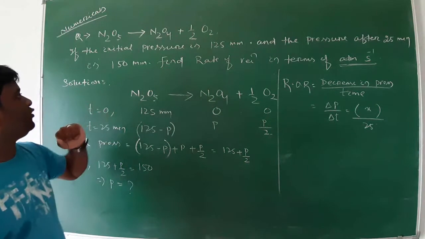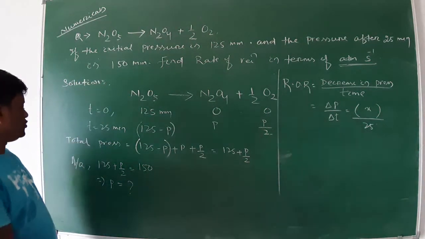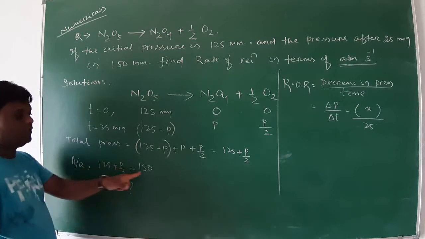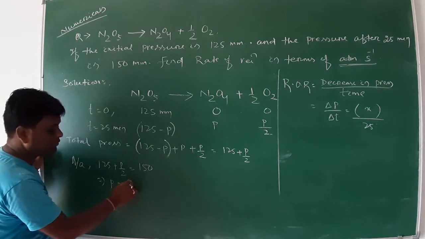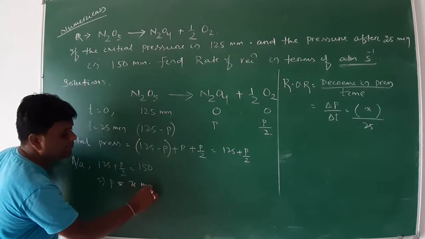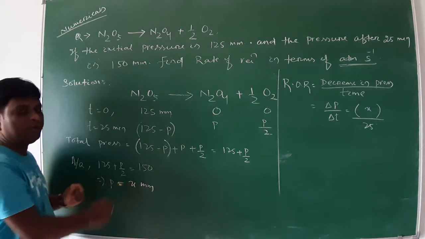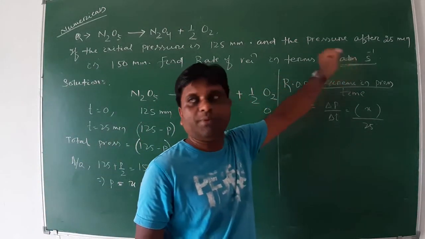But according to the question, the total pressure is 150 mm. So 125 plus P by 2 equal to 150. Solve for P. After solving, P will be 8 cm. But in the question, we have to find it in terms of atm.